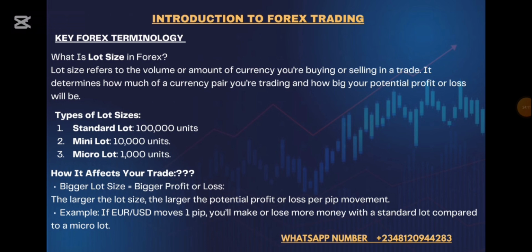Now, lot size is simply what gives you the potential to make more profit from the Forex market, but at the same time, if you're doing the wrong thing in the Forex market, you will lose more money. You understand? It's actually a setting, right? And there are different types of lot size. We have a standard lot size, which is 100 units. We have mini lot size, which is 10 units. We have micro lot size, which is 1000 units.